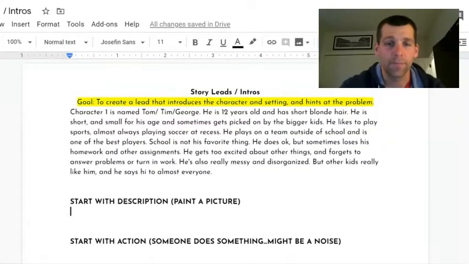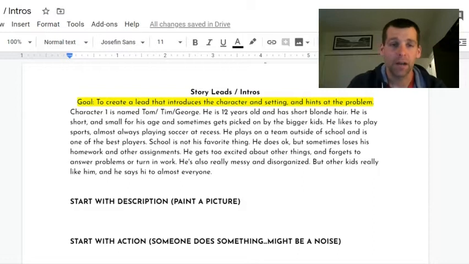Our story map or our story arc, thinking about the different scenes that we would have in our story. And this is after having already built a character and thought about a problem for that character in a possible setting. Now we're going to start to layer in that first scene, our lead or our intro. Your goal here is to introduce the character, the setting, and hint at the problem.